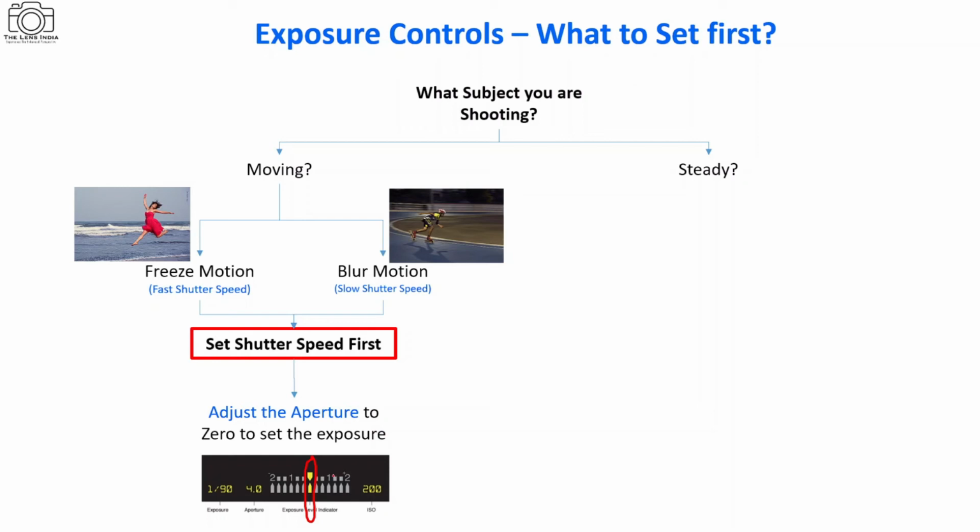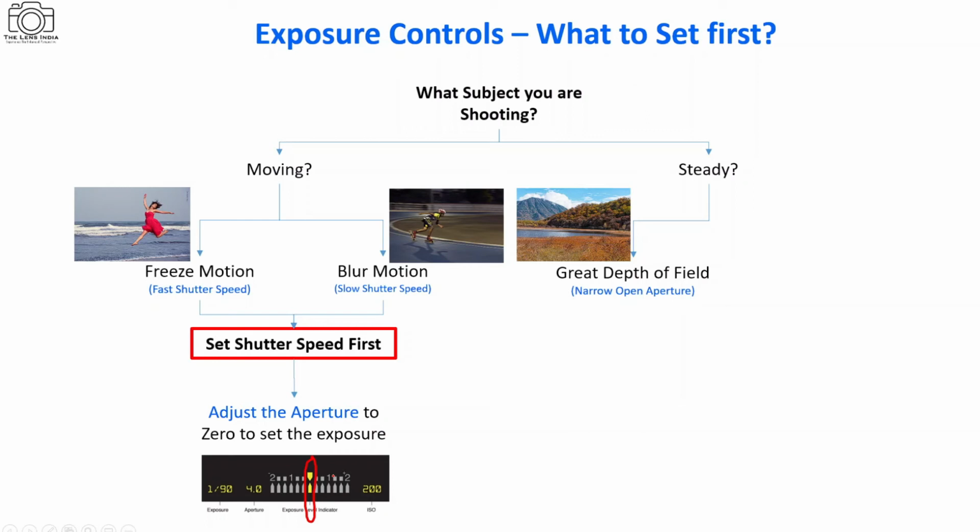Right. Now let's look at the example when it is steady. So if we want everything sharp, from the foreground to background, everything sharp, that is what we call a great depth of field. We have to narrow down our aperture. Okay, that means if you remember the earlier slide, we move from f1.4 to f22. So like f8, f16, and so on and so forth.